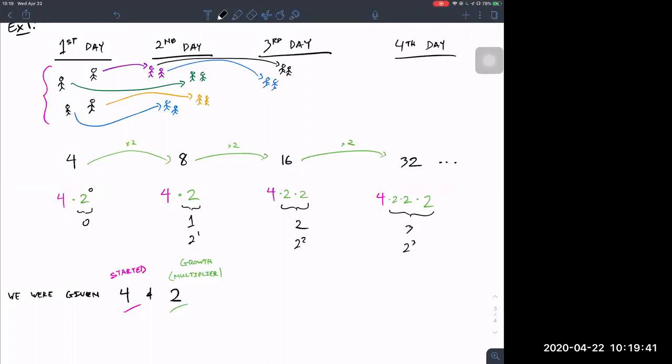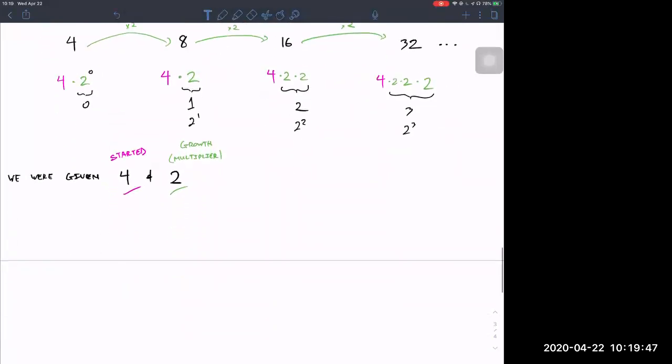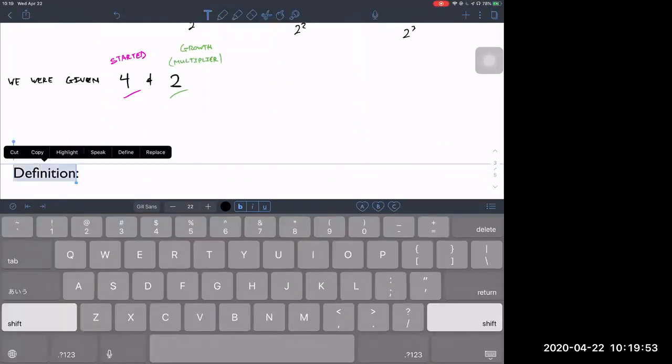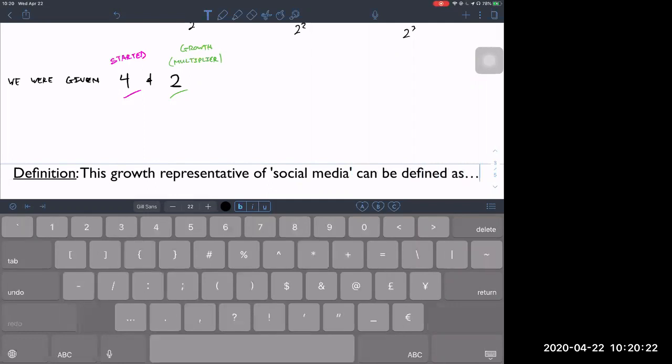I take the moment to define this as far as this class is concerned, at least. So I'm going to scroll down past the picture. I'm going to call this definition. And we're going to call this growth representative of social media, at least for this class, right? I'm not saying this is how all social media works, but this growth representative of "social media" can be defined as the following.